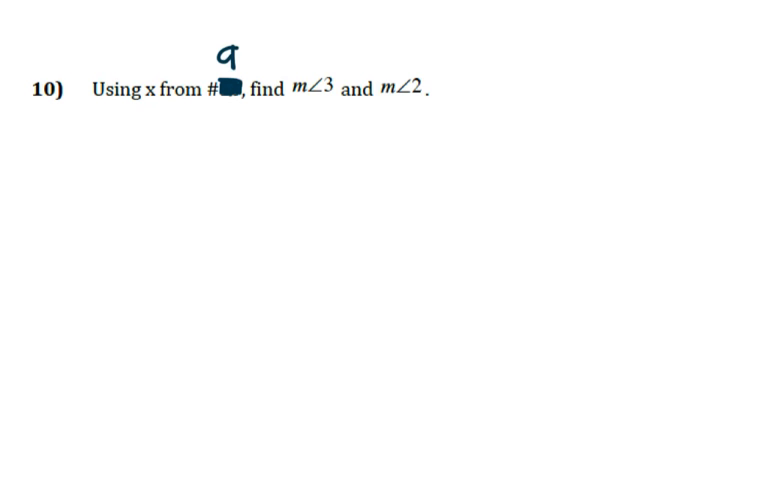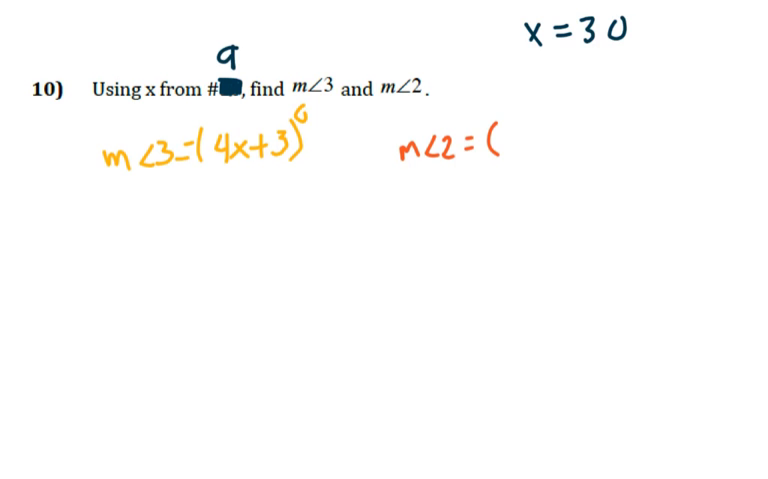Okay, number 10. So using x from number 9, remember that value of x was 30. We're going to find the measure of angle 3 and the measure of angle 2. Now, the measure of angle 3 is 4x plus 3, in degrees. And the measure of angle 2 is 3x plus 33. And that's in degrees as well.